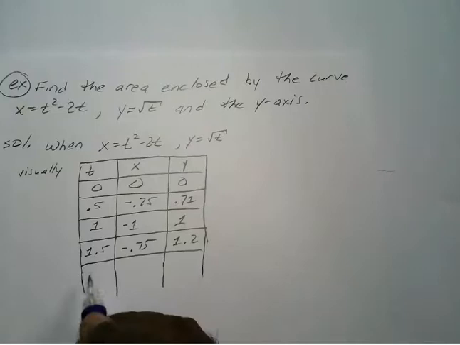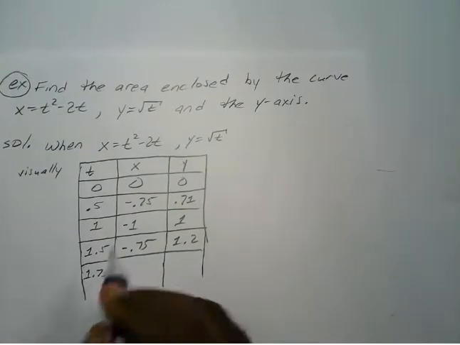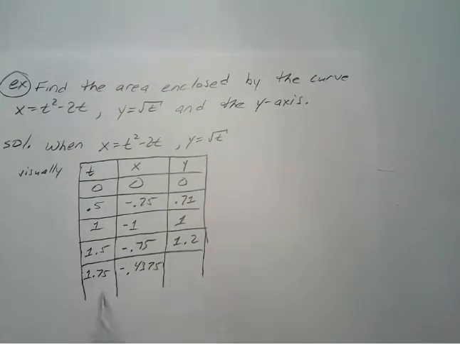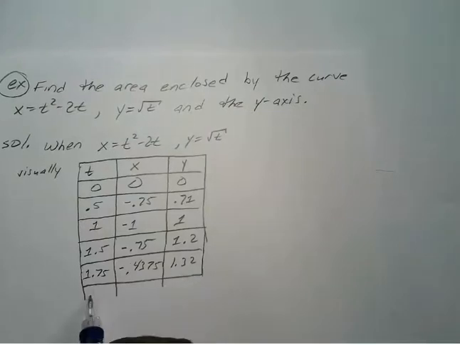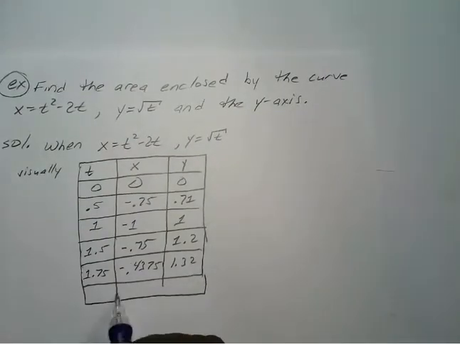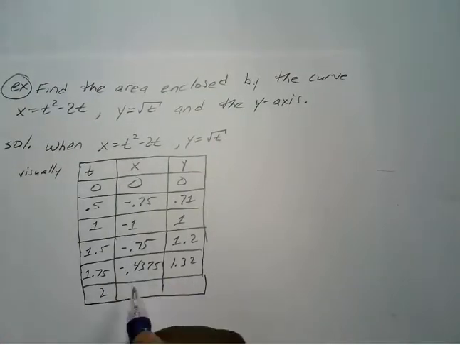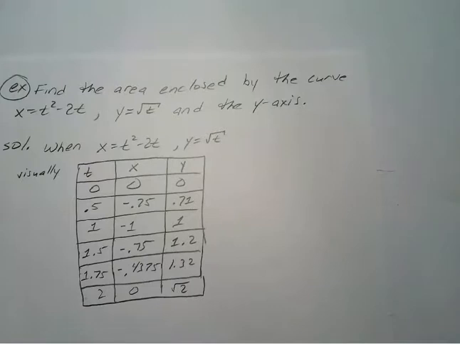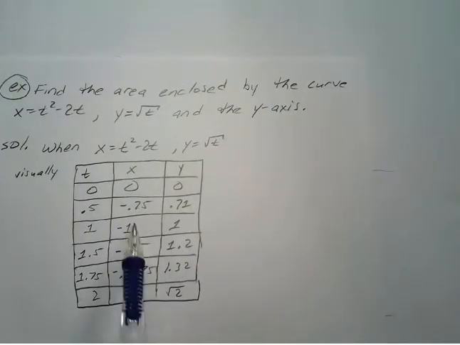Okay, so if you plug in 1.75, you get negative 0.4375 for x and 1.32 for y. And let's say our last point is if you decide to plug in 2. For x, you get 0, and for y, you get square root of 2. Okay, so now we have our ordered pairs, our x and our y.